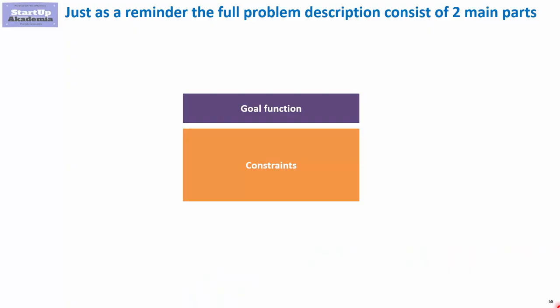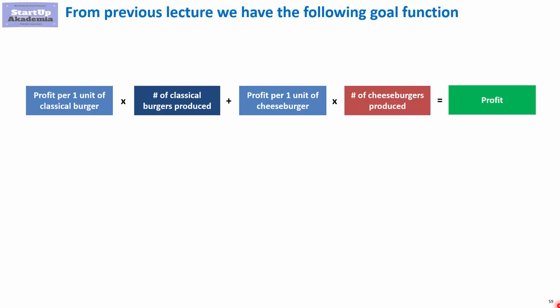As you might remember, we said that properly defined problem using linear programming consists of 2 elements. So goal function and constraints, and all of them have to be linear function. From the previous lectures, we got the goal function, which is maximizing profit, and it was defined like this.